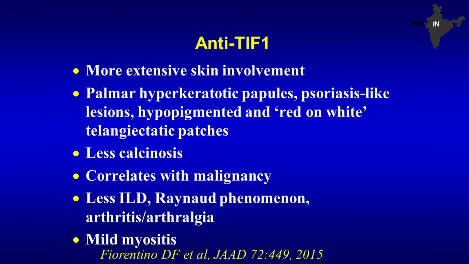So anti-TIF1 gamma tends to occur with more extensive skin disease, and some of the features that have been associated with anti-TIF1 gamma antibody include palmar hyperkeratotic papules, psoriasis-like lesions, hypopigmented and red on white telangiectatic patches, less calcinosis, some increased malignancy relative to other autoantibodies, less ILD, less Raynaud's, less arthritis, arthralgias, and mild myositis.